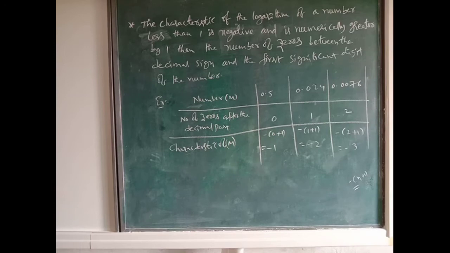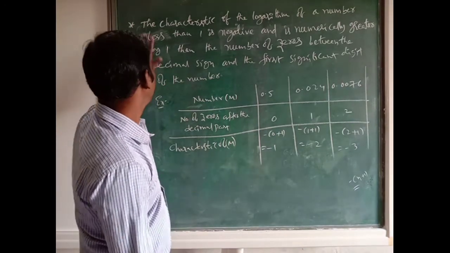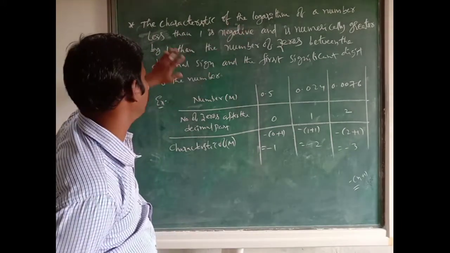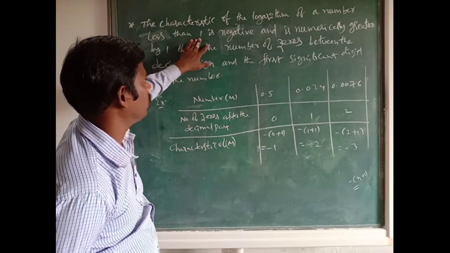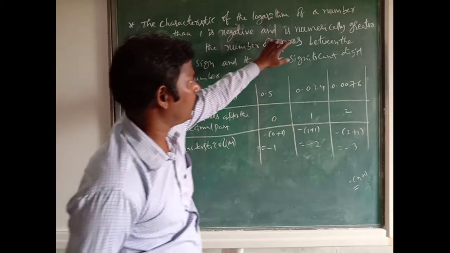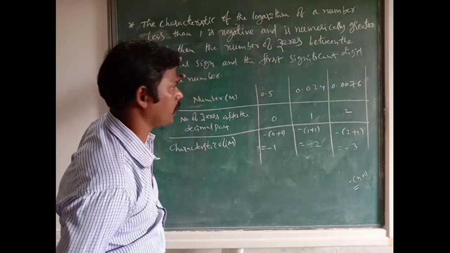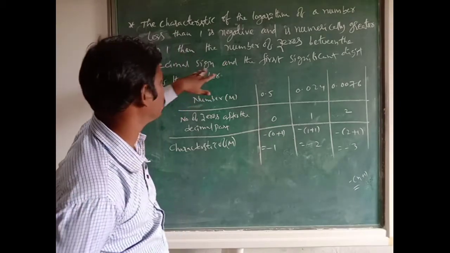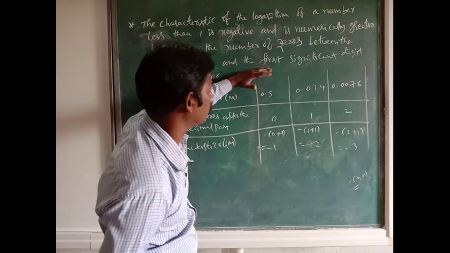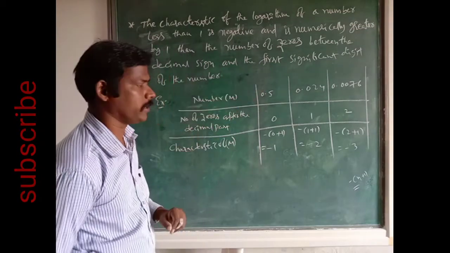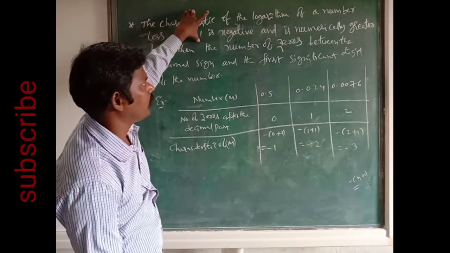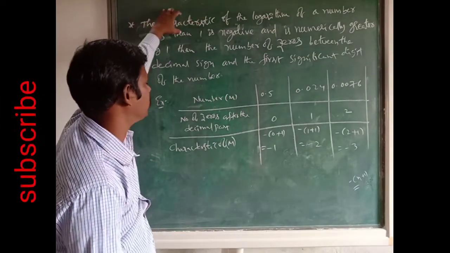Next, look at the second type of characteristic. The characteristic of the logarithm of a number less than 1 is negative and is numerically greater by 1 than the number of zeros between the decimal sign and the first significant digit of the number. Understood? The characteristic of the logarithm of a number less than 1.